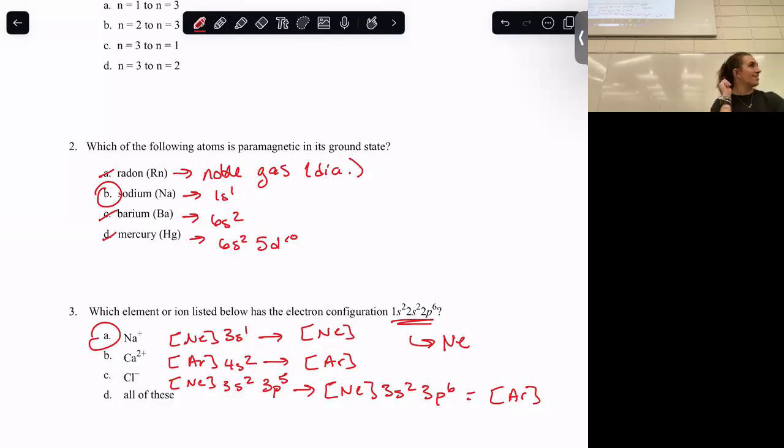Sorry, with the diamagnetic, what about gold and copper and all those? Even if we didn't remember, we said like, oh, 5s2, 4d9, that's still not all paired. Yes, that would cover it. Yep.